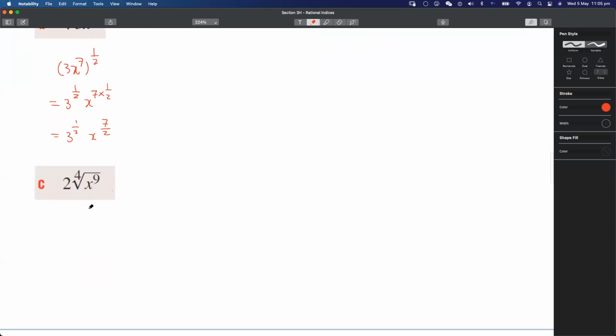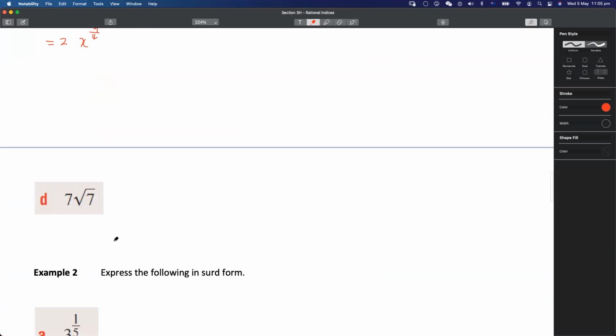Two times the 4th root of x to the power of 9. Remember, this 4 is going to be your denominator. So x to the power of 9 over 4, with the 4 on the denominator and this being your 9. So here we go, 2x to the power of 9 over 4.